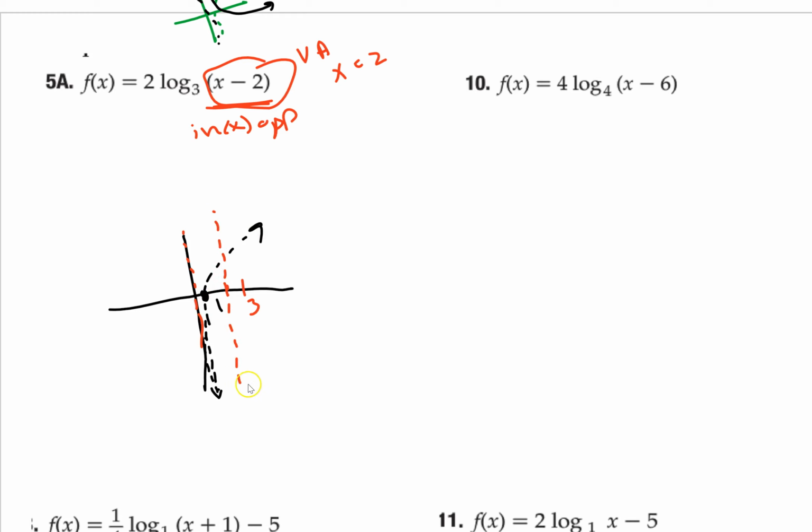Other than that, it's a normal graph, with a little bit of vertical stretch. I didn't really draw it, but that's the idea. Right, so know your basic graph: asymptote at 0 and it crosses at 1. Now what we're going to do is move the whole thing over 2. So the asymptote goes from 0 to 2, and the crossing goes from 1 to 3. And then you draw a normal graph. Let's try that again.